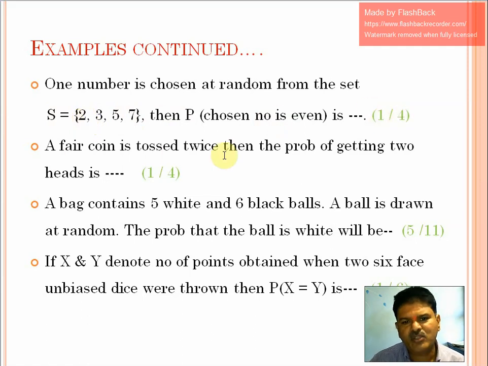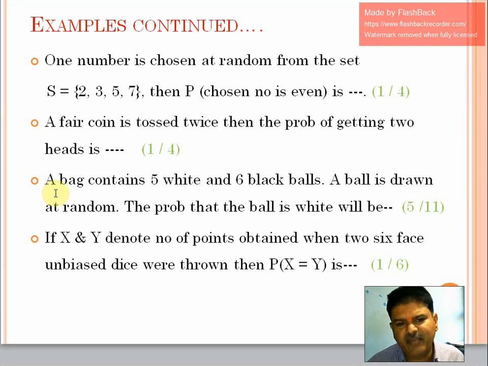A fair coin is tossed twice, then find the probability of getting 2 heads. When it is tossed 2 times, what are the possible outcomes? The possible outcomes are HH, HT, TH and TT. Therefore, for the probability of getting exactly 2 heads, there is one case which is favorable, that is HH, and the total number of cases is 4. Therefore the probability is 1 by 4.